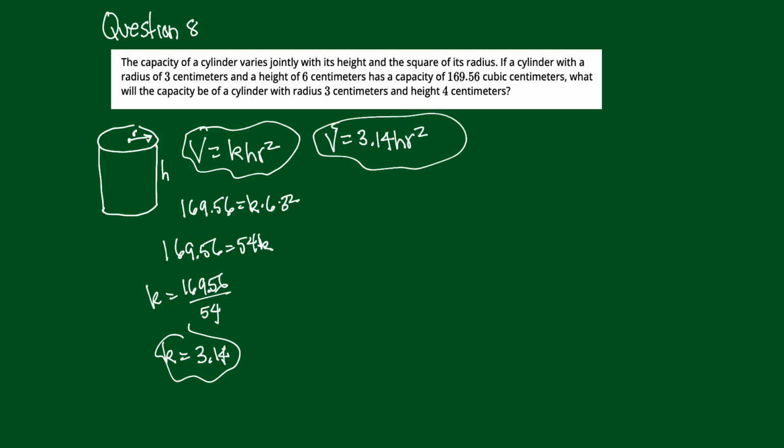And now what we want to do is this. What will be the capacity of a cylinder with radius 3 and height of 4? So what is the capacity? What's the volume? 3.14, when the height is 4 and the radius is 3. So I just put those numbers in here. Straight computation. And when I did that, I got that volume is 113.04. So the capacity is going to be 113.04 cubic centimeters.